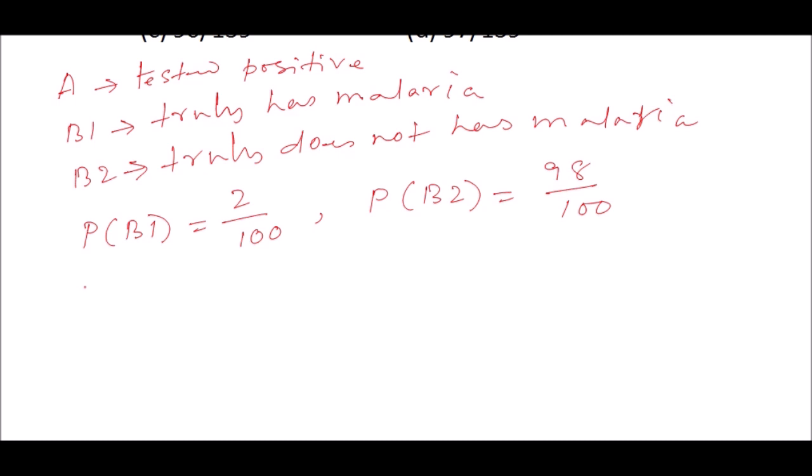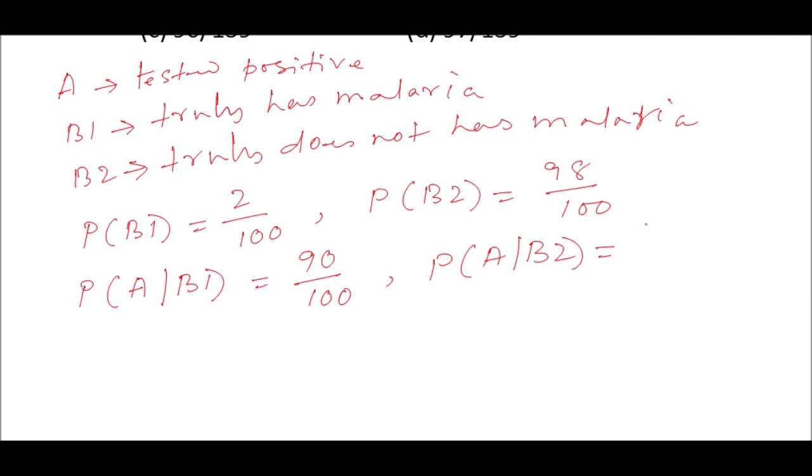Another probability you can see is that a person tests positive, and it is already known that the person truly has malaria. What is the percentage? 90%. Therefore, the probability is 90/100. Another is that the person tests positive and we know that the person does not have malaria. What is the percentage? 1%. They are falsely detected as having malaria, that means a falsely detected positive result. Therefore, this is the 1%. It is given in the question.